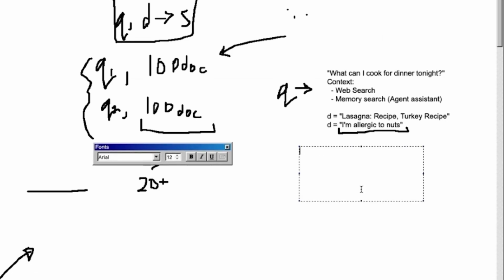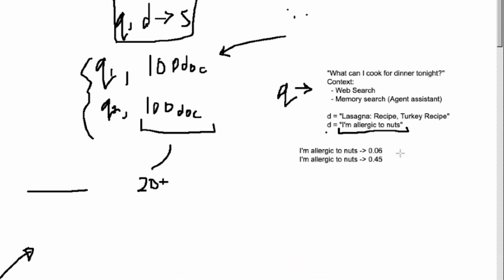Because what's going to happen in production is you're going to set a threshold of like 0.35. You want to set a threshold. What I mean by setting a threshold is for your agent, you're going to filter any results that are below this score. You're able to save a lot of context by setting a threshold. And if you set a threshold and I'm allergic to nuts scores 0.6, then your agent is going to pick a recipe that you're allergic to. And that's just not a very helpful agent.